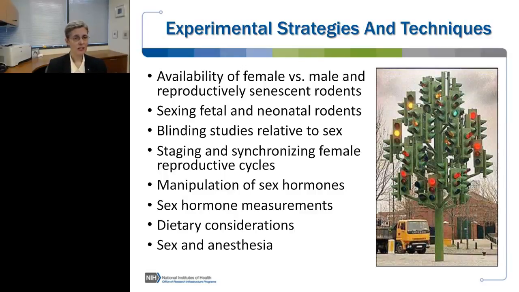I'm going to be talking about the availability of female versus male and reproductively senescent rodents, sexing of fetal and neonatal rodents, the issue of blinding studies relative to sex, staging and synchronizing female reproductive cycles, manipulation of sex hormones, some of the dietary considerations you need to think about in our animal models, as well as sex and anesthesia.